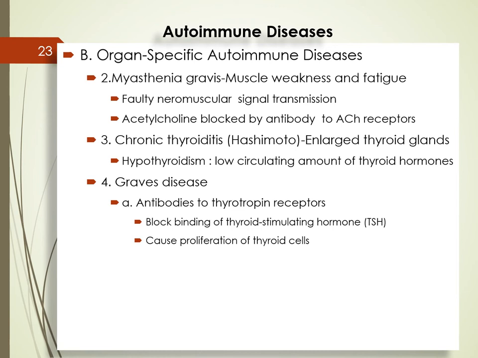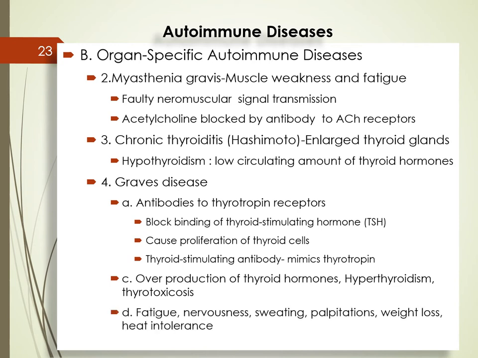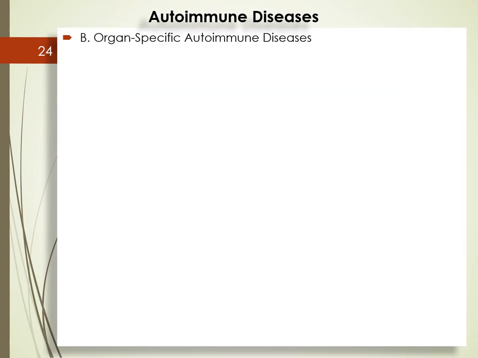Instead of blocking, what it does is further stimulate your TSH receptors, causing stimulation of the thyroid gland to work. There will be proliferation of your thyroid cells. Your thyroid stimulating antibody mimics thyrotropin, and there will be overproduction of your thyroid hormones, causing hyperthyroidism and toxicosis. The manifestations of your Graves' disease would be fatigue, nervousness, sweating, palpitation, and weight loss.